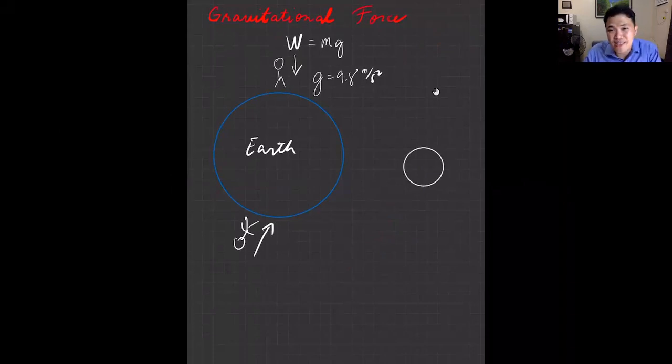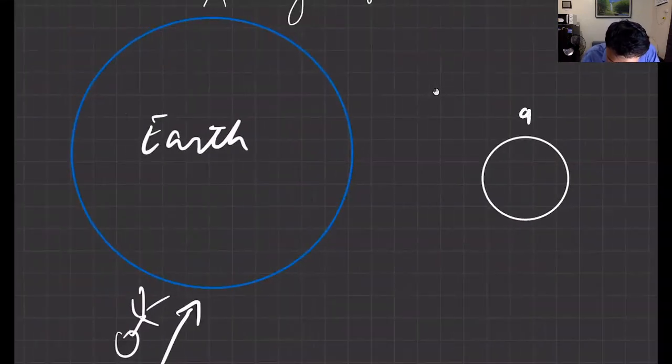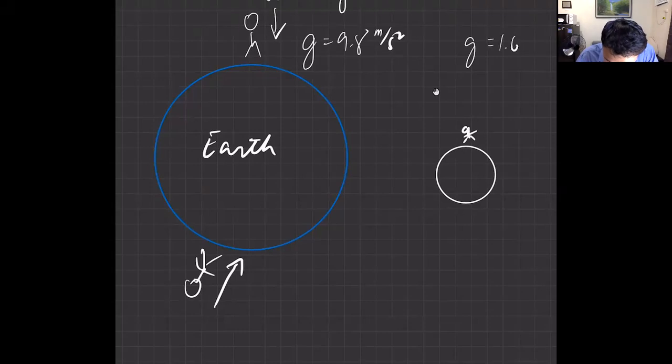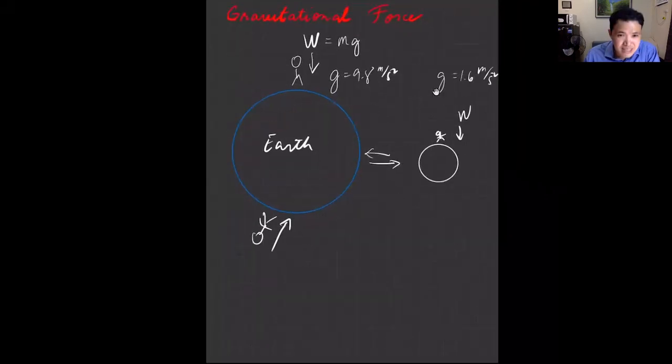moon. So moon has gravity as well. So let's say you are standing on the moon, okay? You will experience its gravity. The gravity on the moon, if I'm not mistaken, is about 1.6 meters per second squared. Okay, so that's the gravity on the moon. So your weight on the moon is a little bit lighter. And of course, moon and Earth are attracted towards each other because of their tremendous amount of mass.